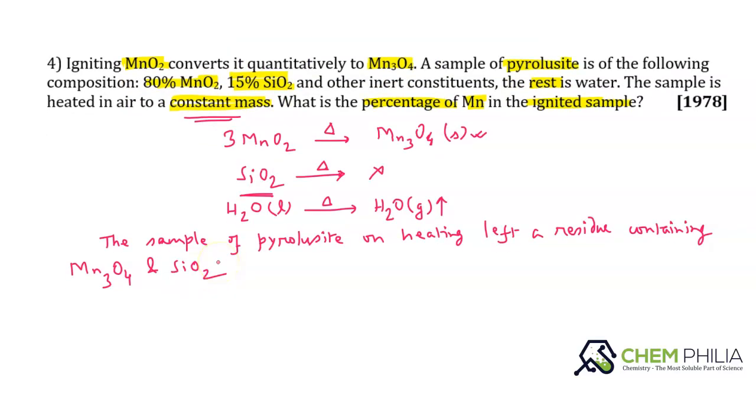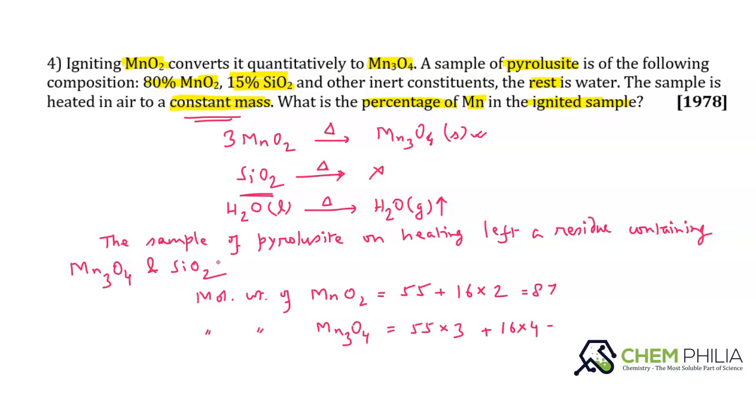Now the molecular weight of MnO2 is 55, manganese is 55, and 2 oxygens are there, 16 into 2, means it's 87, and the molecular weight of Mn3O4 is 55 into 3 plus 16 into 4.